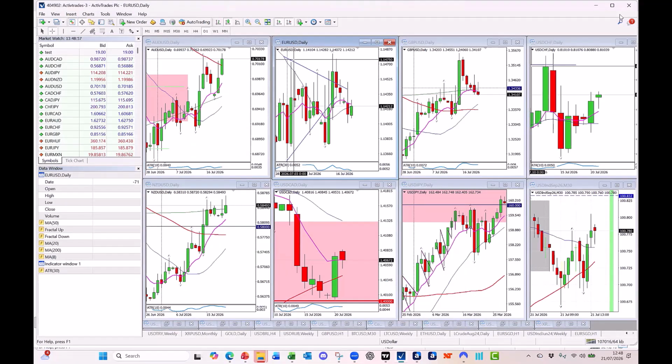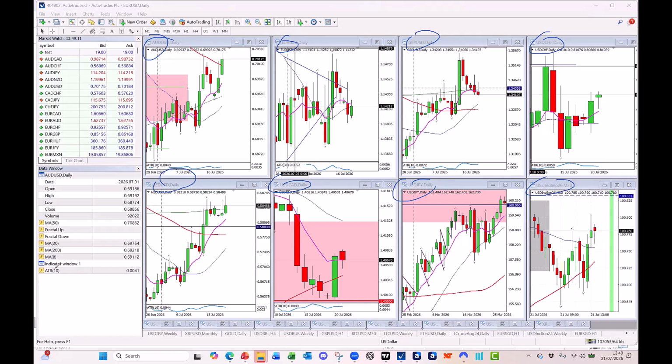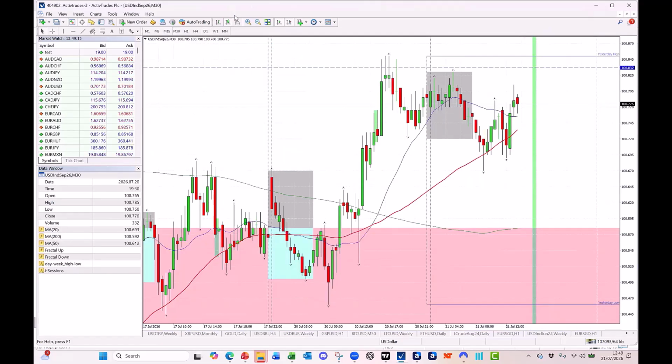Okay, let's start with a bit of US dollar action as always. I've got my dollar profile here: Aussie on the daily, Euro on the daily, cable on the daily, dollar Swiss on the daily, Kiwi dollar, dollar CAD, dollar yen, dollar index. As always, we start with the dollar index. Let's get a handle on what's going on there.